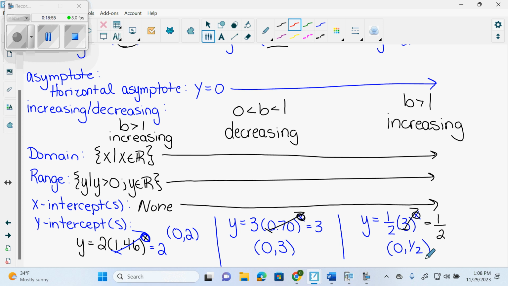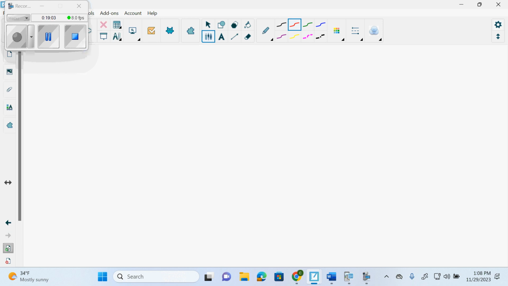All we have left to look at is log graphs. An exponential graph and a log graph are inverses of each other, so they just flip-flop. So let's talk about just a basic log graph. Y equals log base 3 of x. Everyone type that in.